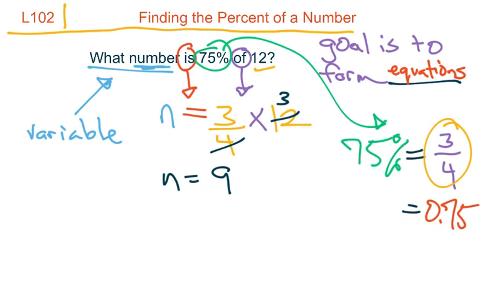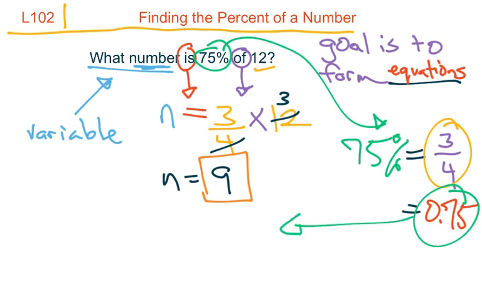So to answer this question, I really wouldn't box up the n at all. I would just box up what number is 75% of 12? 9, yeah? Now, what if we went the decimal route? Would we get a different answer? Oh, dear Lord, no. We wouldn't get a different answer. It would just look a little different.